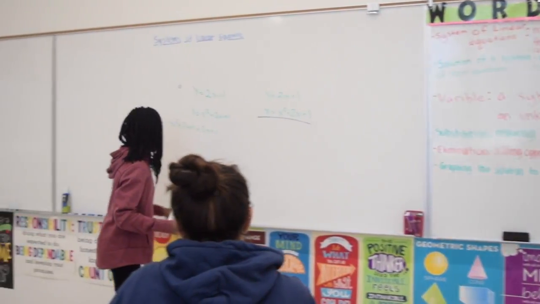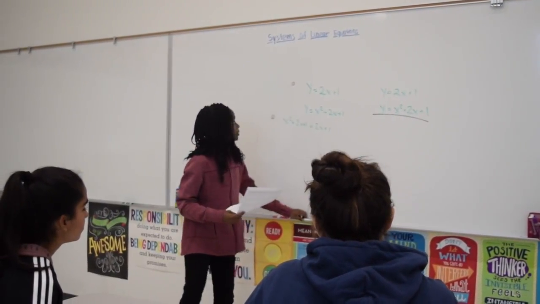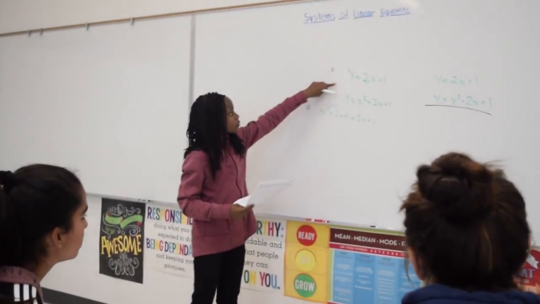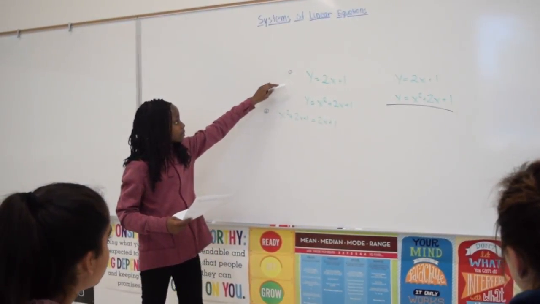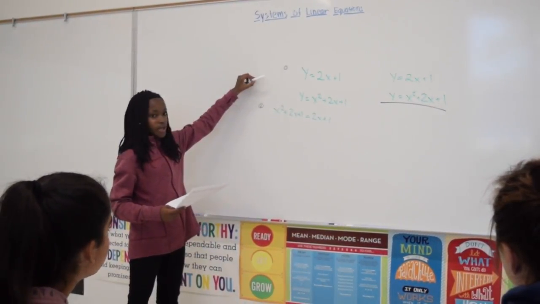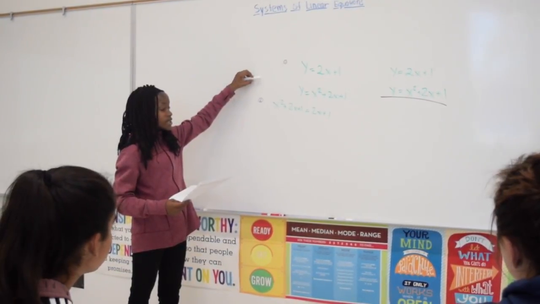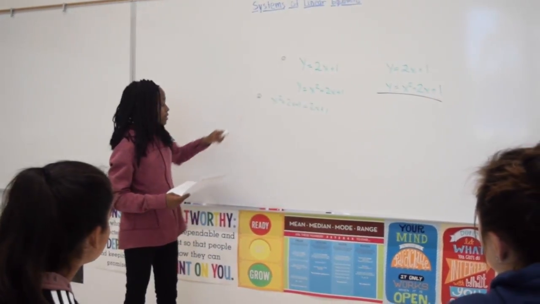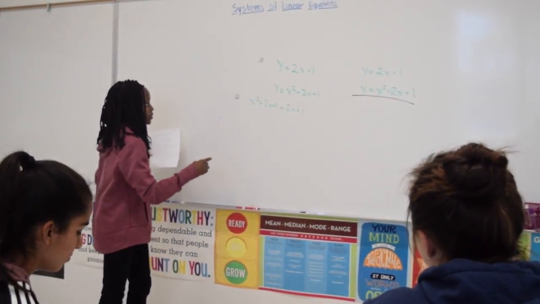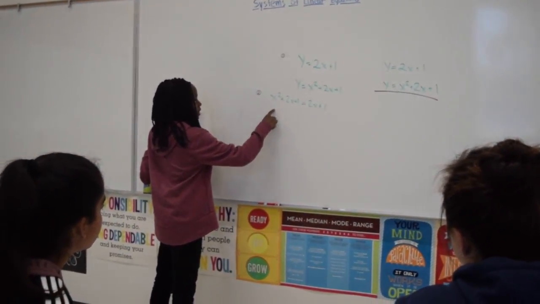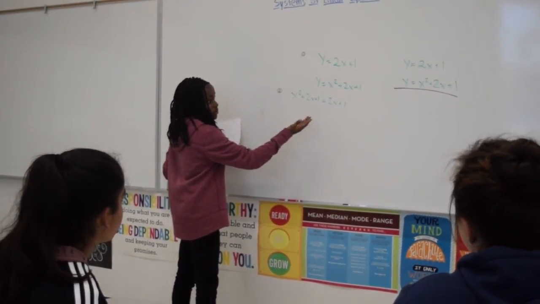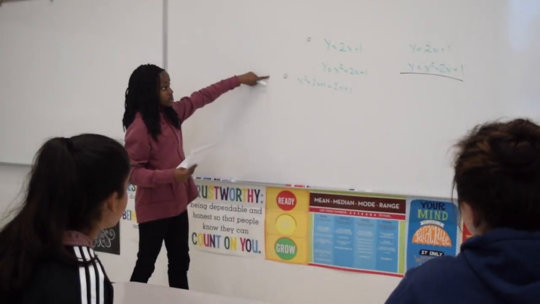So here is substitution. Both equations are equal to y. So therefore, you can set each equation equal to each other because they're both equal to y. All you have to do is take one equation and replace it with y, and then keep the other equation, but set them equal to each other. This is substitution.